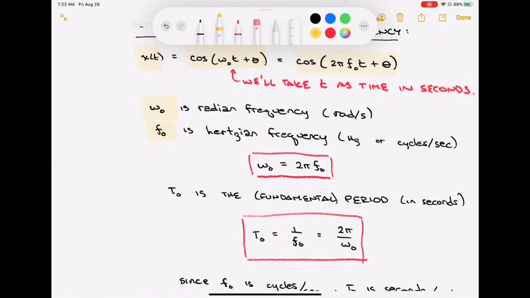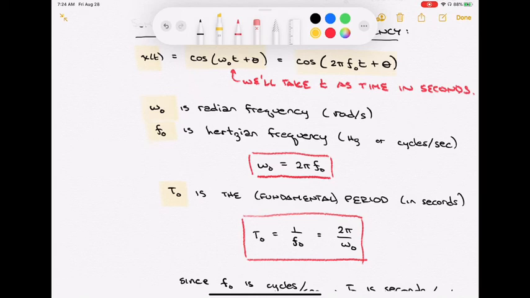Both of these are related to how quickly that sinusoid oscillates. As either omega naught or f naught increases, the rate of oscillation increases, and it becomes higher frequency. So both omega naught and f naught are direct measures of frequency. If we take the reciprocal view of frequency, that gives us the period. A Hertzian frequency, for example, is how many cycles occur in 1 second. If I reciprocate that, that tells you how many seconds there are in a cycle. So it's the fundamental period.